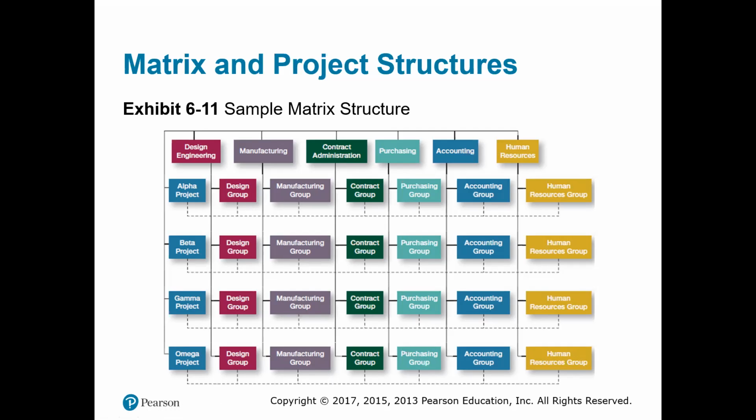So matrix organization is a smart way of utilizing your human resources, your departments, to work on multiple projects. It's combining functions on the top and projects on the y-axis. On the x-axis, it's functions. On the y-axis, it's the projects. And when you make a grid, that's a matrix organization, basically.